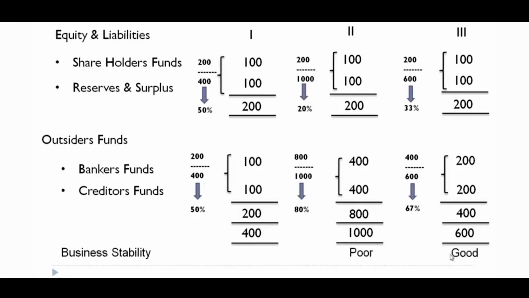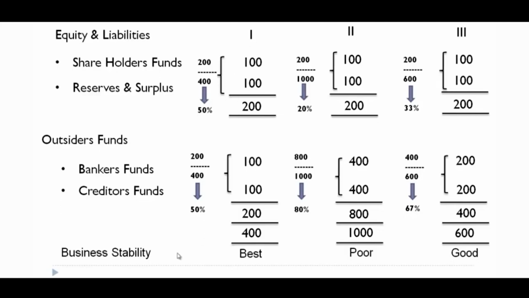It will be good in scenario 3, but it will be at its best in scenario 1 because here their level of contribution is high. So this is the concept of understanding the long-term stability by looking at the balance sheet, that is identifying the owner's funds and outsiders' funds and identifying each person's share in the total funds.